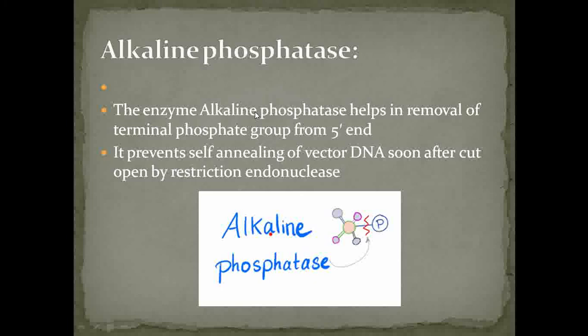Then the next enzyme, that is alkaline phosphatase, and the main property of that enzyme is it helps to remove the terminal phosphate group from the 5' end of DNA. The alkaline phosphatase will remove the phosphate group from the 5' end, as well as prevent the self annealing of the vector after its cutting by restriction endonucleases.